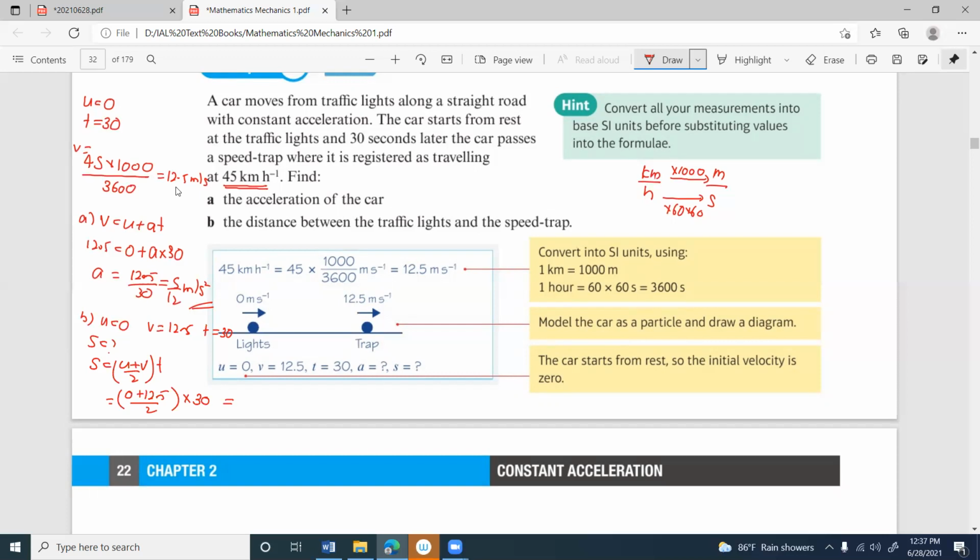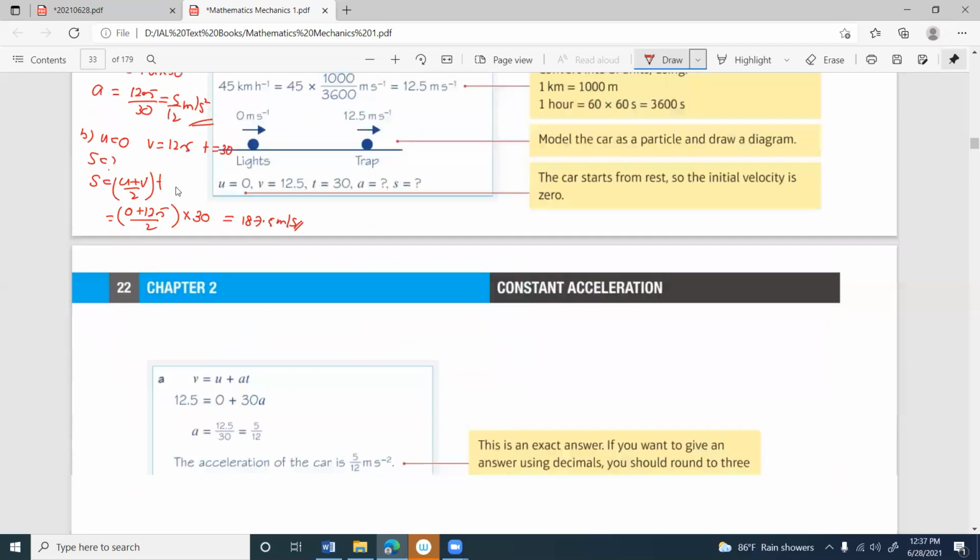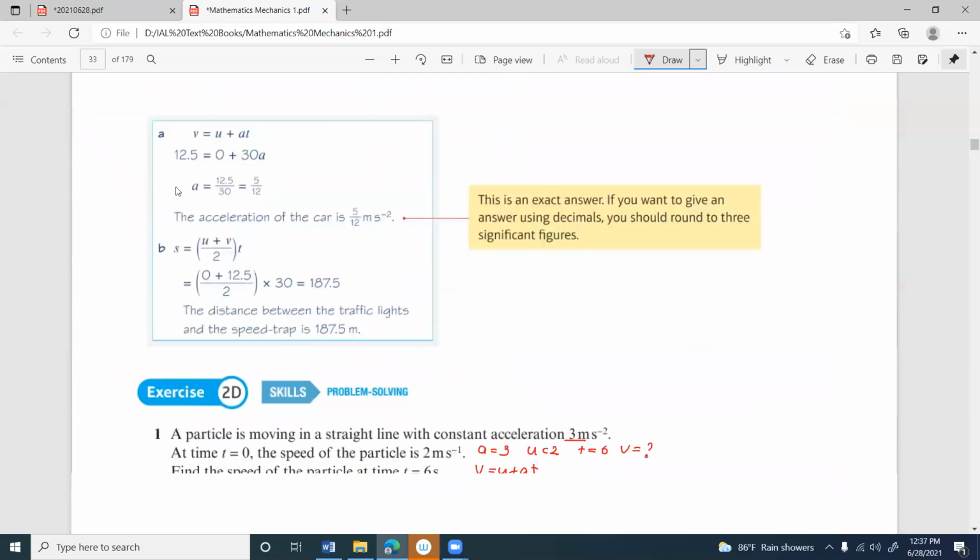187.5. Yes, that's great. So the answer is 187.5 meters. That's the answer where we need to work out with this. Over here also, you have this wave transfer.